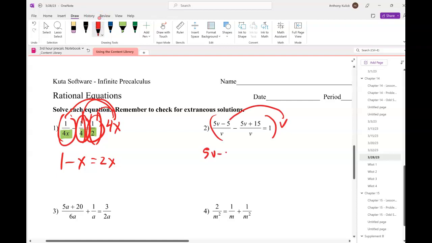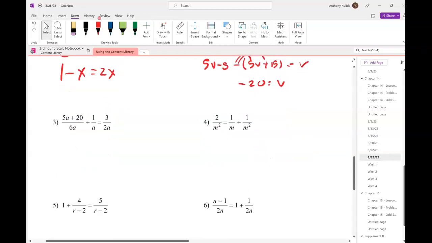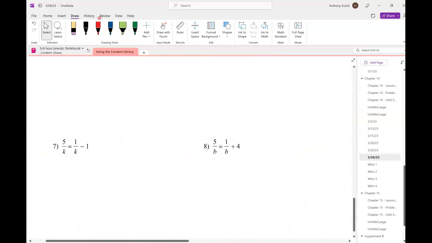So that just becomes 5v minus 5. Here you got to be a little bit careful because that negative sign needs to kind of distribute through eventually. But should be pretty easy, yeah, especially in the beginning. By the end, it'll get a little bit trickier because you'll have things to factor.